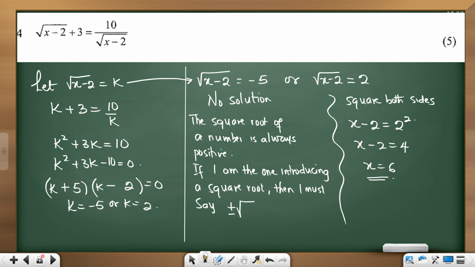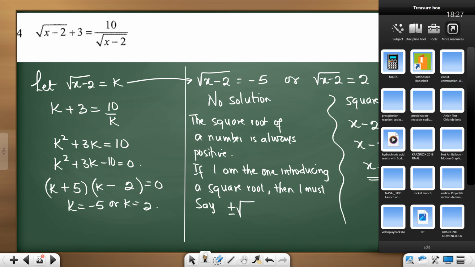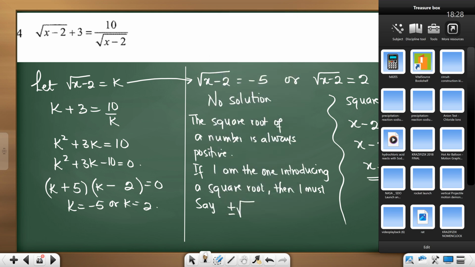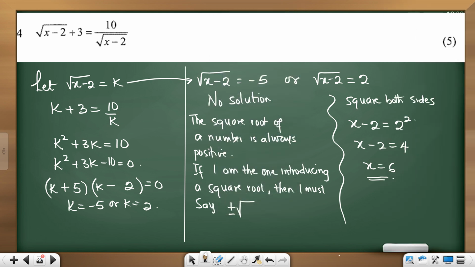And guys, let's check. We can test this. This is how I do my work. Let us test it. We said x is 6, right? 6 minus 2 is 4. The square root of 4 plus 3, what's that? That's 5 on the left-hand side. Let's test the right: 10 over square root of 6 minus 2, which is also 4. Check. 5 is equal to 5. I am absolutely convinced that my answer is correct.